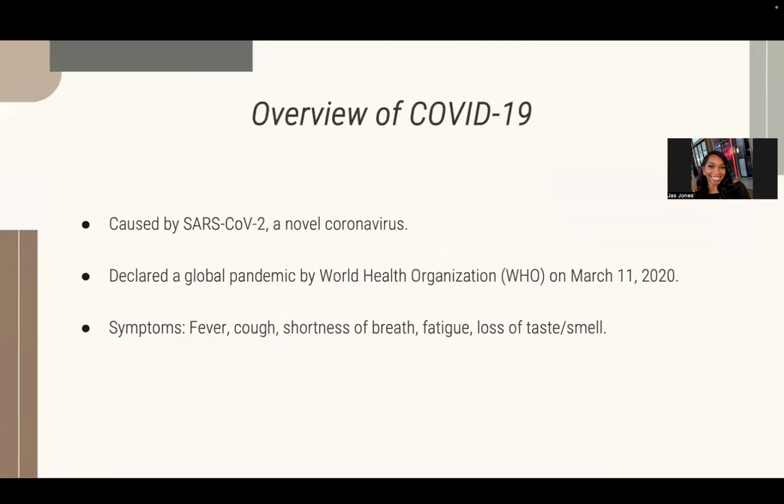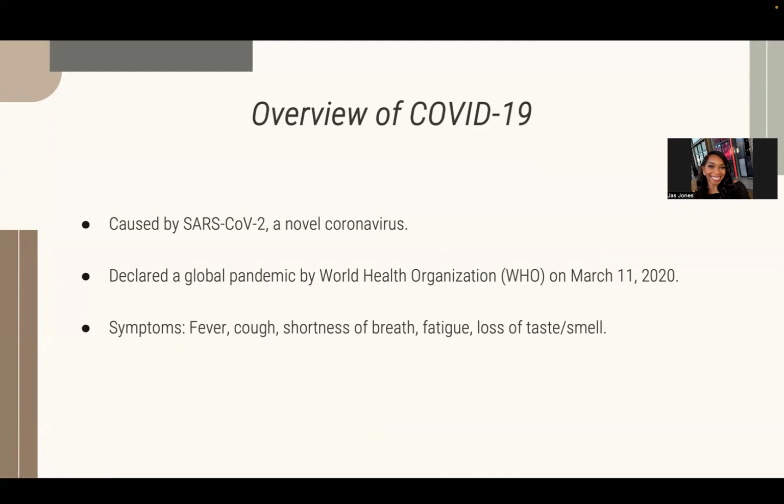Okay, so a slight overview of what COVID is. COVID-19 is a disease caused by a virus called SARS-CoV-2. It spreads from person to person, mainly through tiny droplets when people cough, sneeze, or talk. It was declared a global pandemic by the World Health Organization on March 11th, 2020.